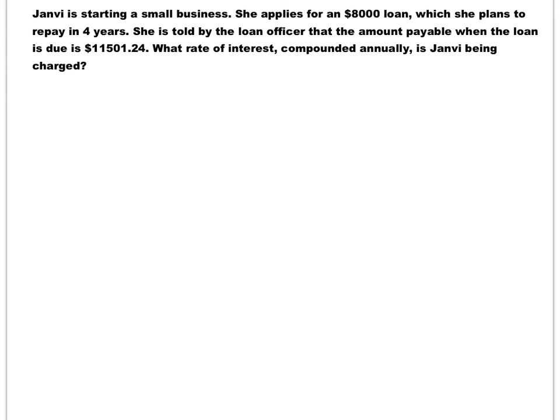In the next example, we have Janvi, who is starting a small business. She applies for an $8,000 loan. So we know that P is $8,000, which she plans to repay in 4 years. So N is 4. She is told by the loan officer that the amount payable when the loan is due is $11,501.24. So the future value is 11,501.24. We have to find the interest rate, assuming that the interest is compounded annually.